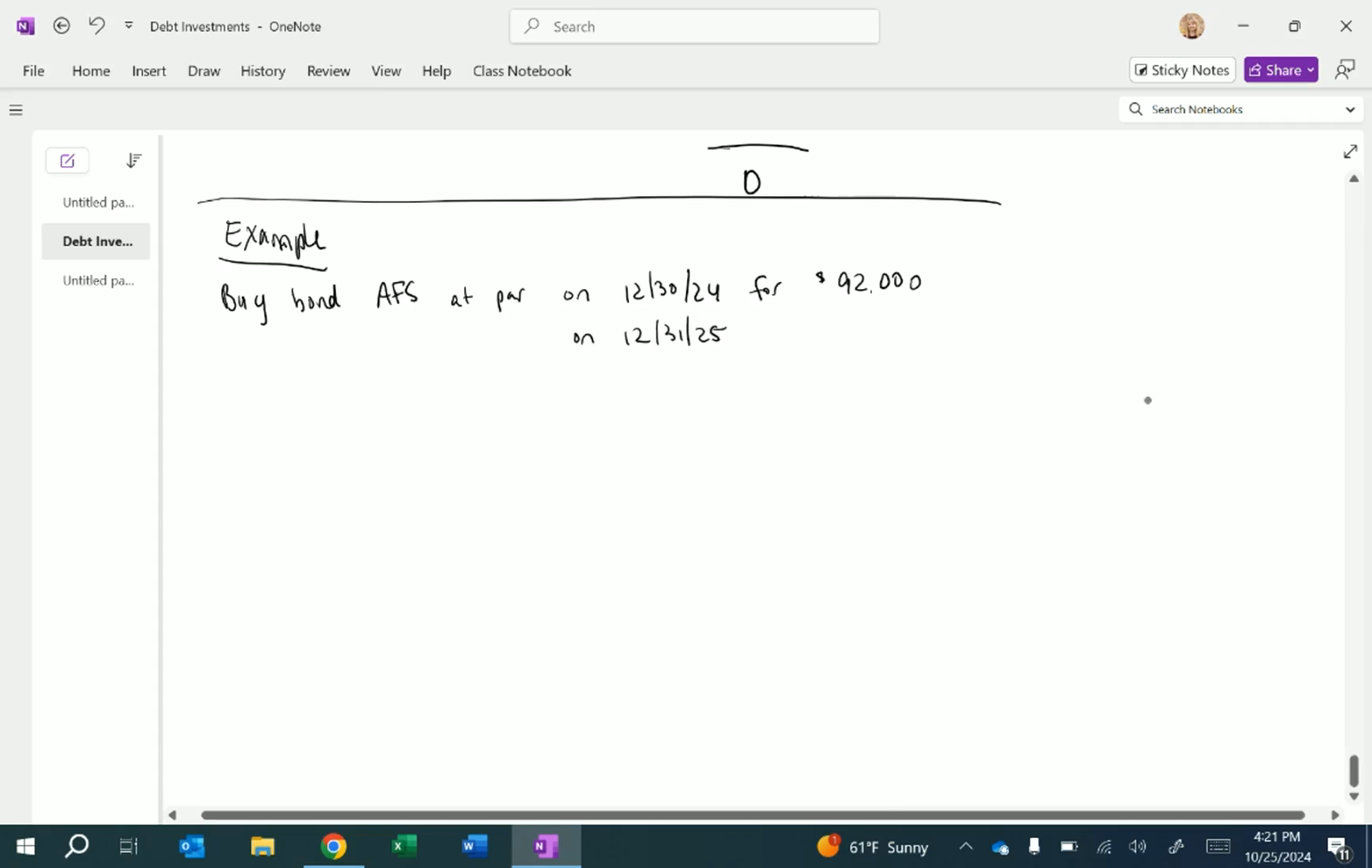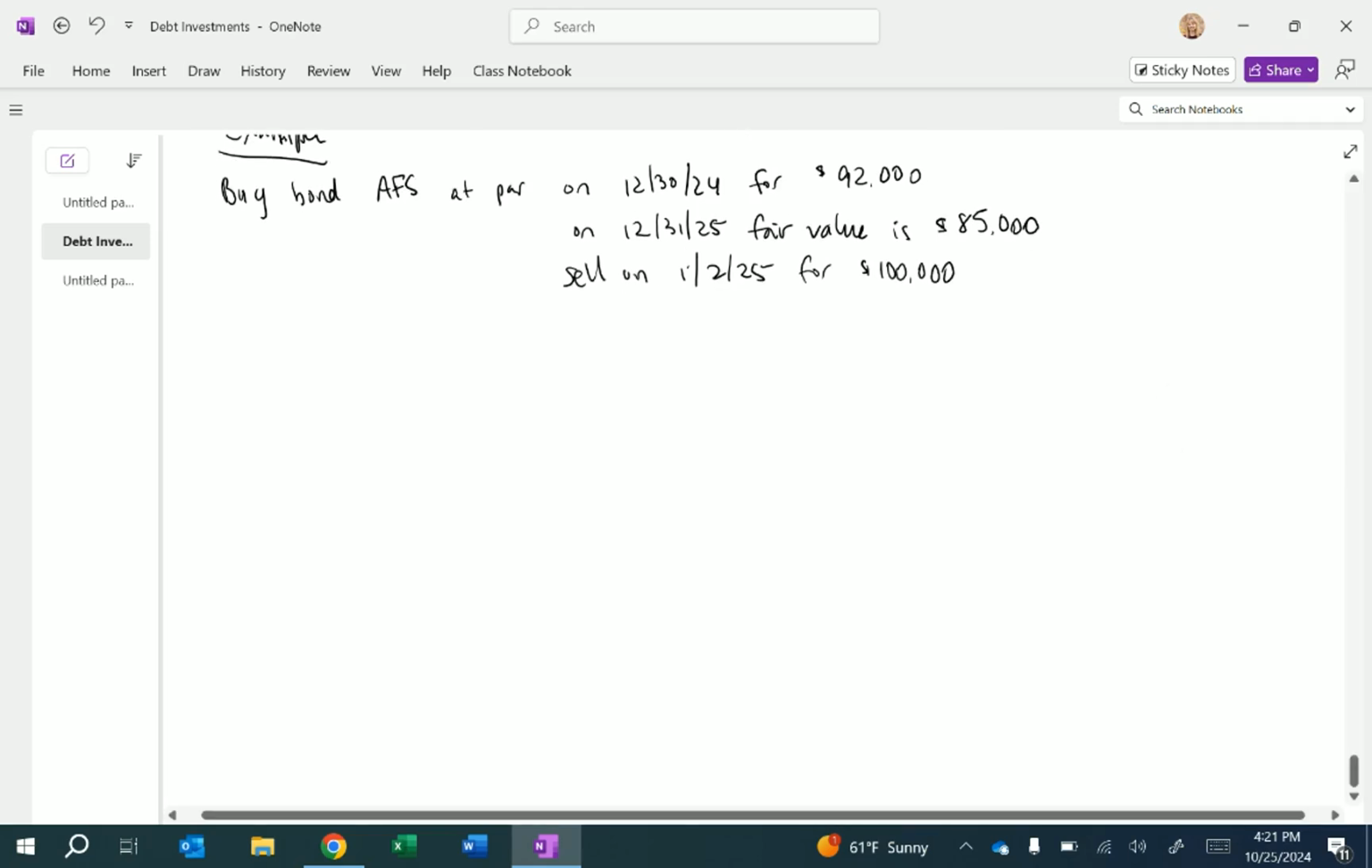We don't need to worry about any revenue. It's just been a day. Fair value. It's available for sale, so we need to record it at fair value. And fair value is $85,000, so it decreased below its cost. And then we sell it on January 2nd, 2025 for $100,000. The entry on December 30th is easy. We get the asset investment in bonds and we pay out cash at the cost of those bonds, $92,000.